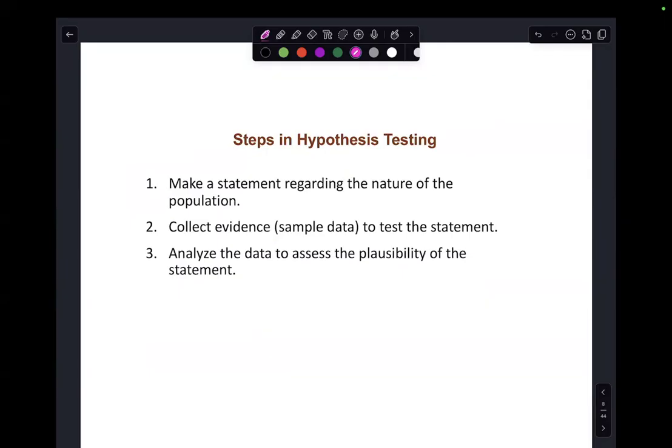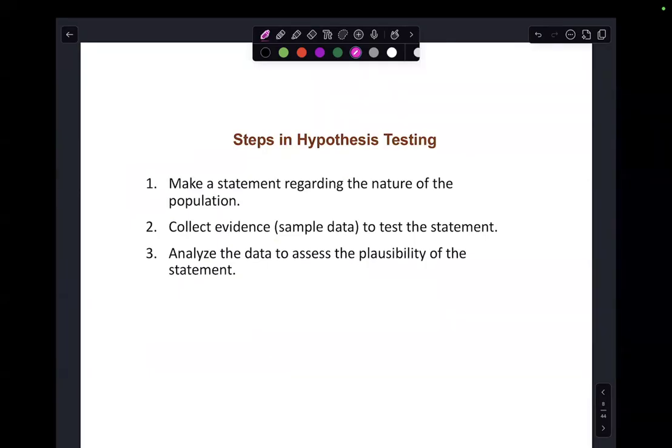Whatever size sample that you want to use, you collect that sample, and then we move on to testing it. Analyze the data, the math that I teach you on Thursday, to determine whether the statement that I made is plausible based on my evidence.